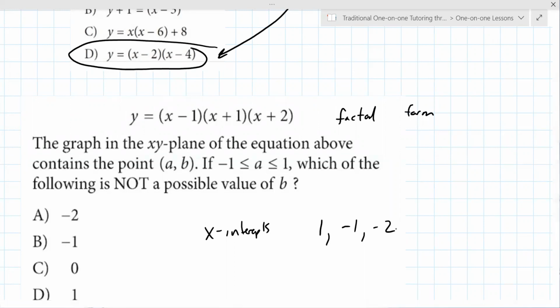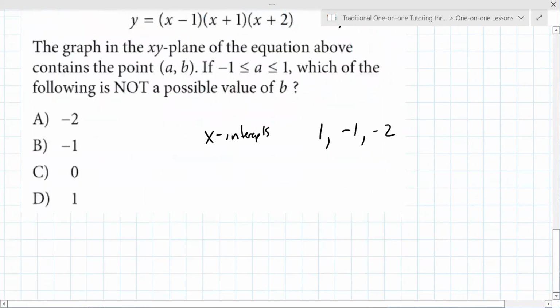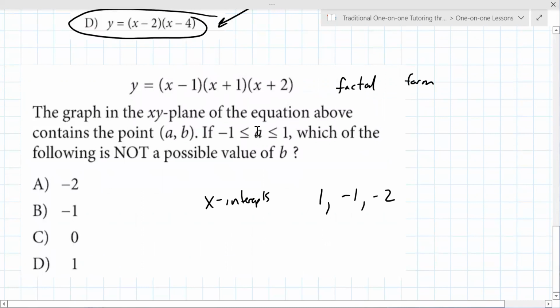All right. So this is a different question, and it's a little bit odd how it's asking, because it's a "not" question and they're giving you something else. So we'll just decode it together. It says the graph in the xy plane of the equation above contains the point (a, b). So what does that mean? It means it's an XY pair, but they're trying to help you out. They're saying A could be anything from -1 to 1. So let's just say for a moment that A is -1 and A is really the X value.